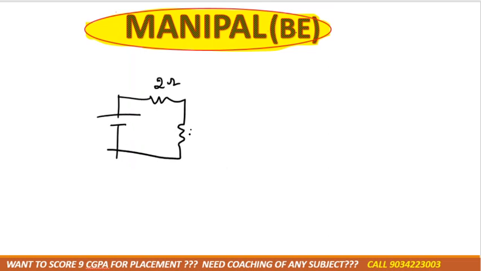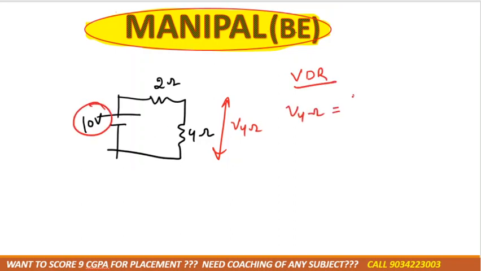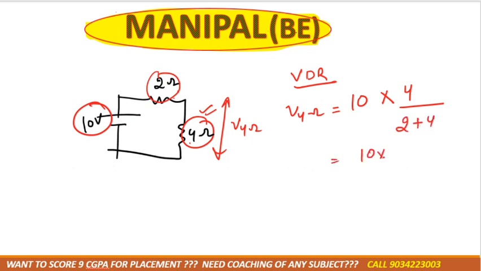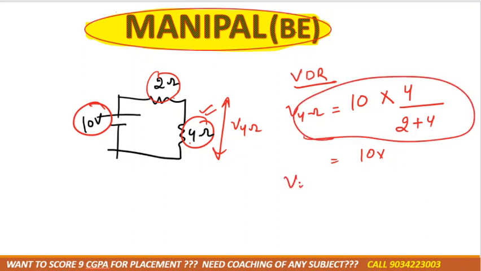Suppose this is 2 ohm, 4 ohm and 10 V. We need to calculate the voltage across 4 ohm by using VDR. So the voltage across 4 ohm is how much? Total voltage is 10 multiplied by, in which branch we need to calculate the voltage? That resistance, 4 ohm, divided by the sum of the resistances connected in series, that is 2 plus 4. So that would be the formula. Now similarly, tell me if we want to calculate the voltage across 2 ohm by using VDR, then what would be the value? Voltage across 2 ohm by using VDR.